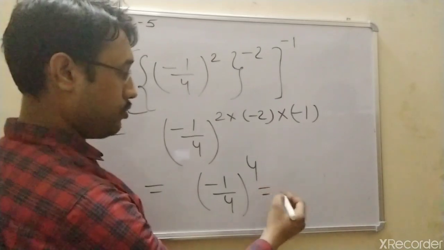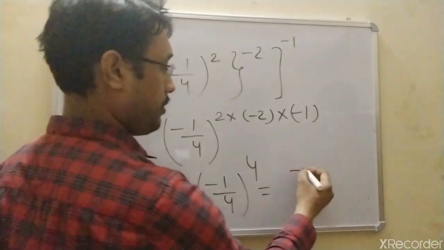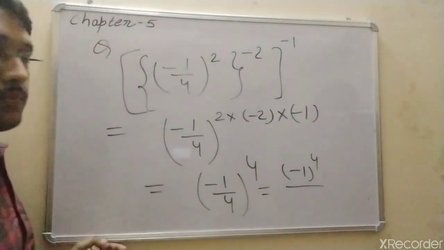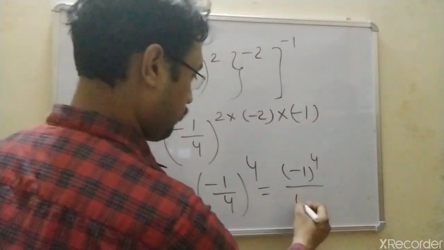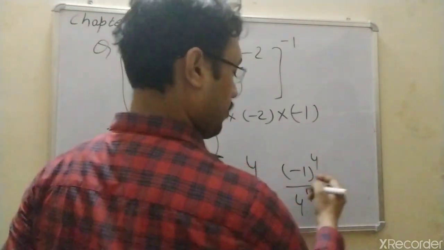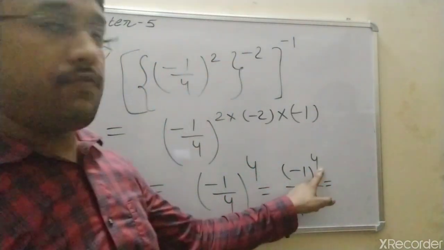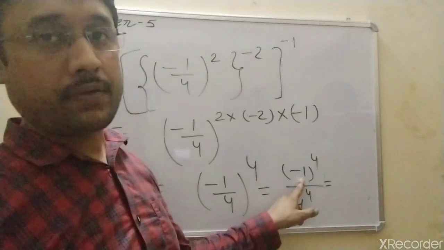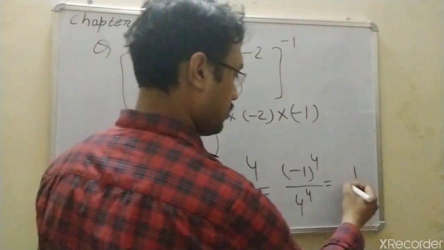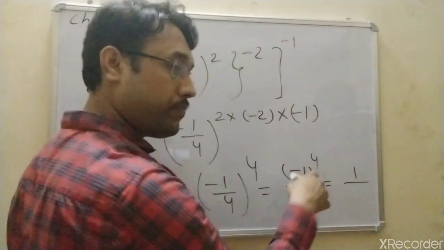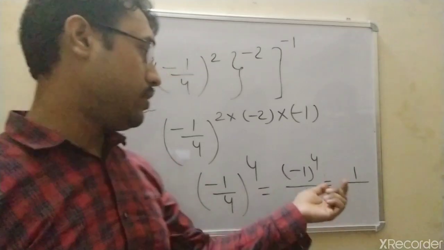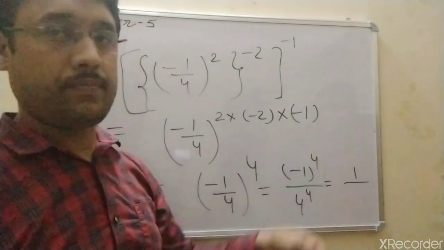So you will get 4 only, because minus into minus is plus. This is the result. You write it as the rational number minus 1 to the power 4 over 4 to the power 4. This 4 power will come to the numerator and denominator both. Always remember that if there is an even power on a negative number, then the result will come positive only. So it is 1. 1 you will multiply any number of times, it will be 1 only.